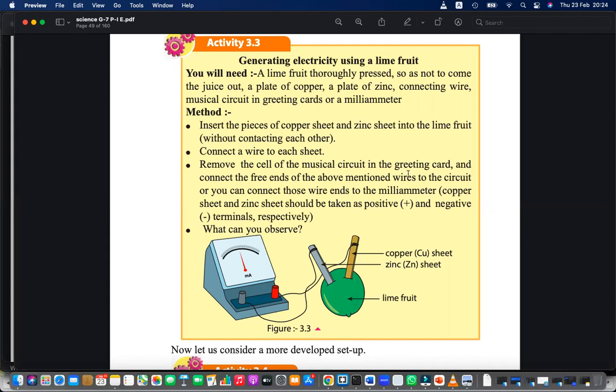Musical circuit. If you connect this to a musical circuit, you can hear that it is ringing. It is ringing, which means it generates electricity.